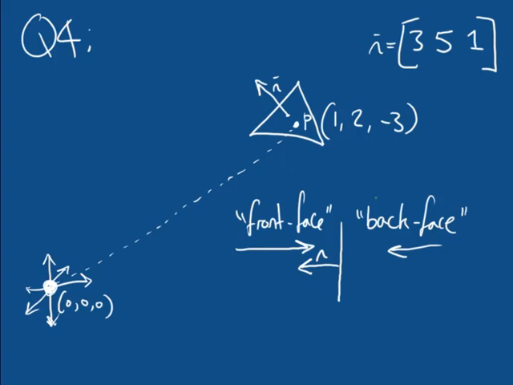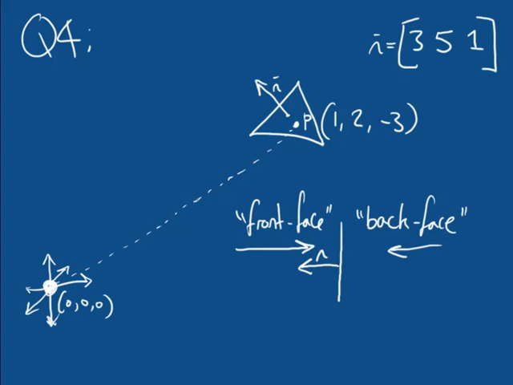So the first thing that I need to do is I want to construct a vector that goes between our camera and the point on our surface. Now it doesn't matter if the vector points from our camera to that point, or if it points from the point to the camera, as long as you're aware of which way you've constructed this for the later calculations.